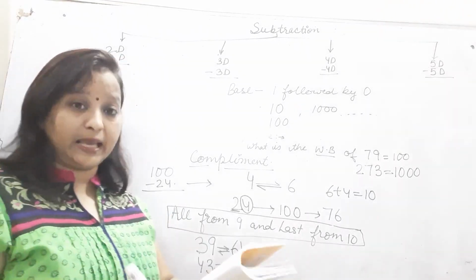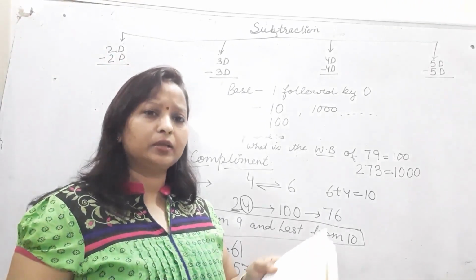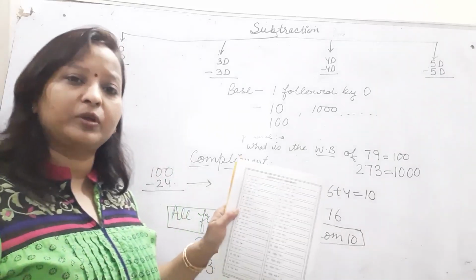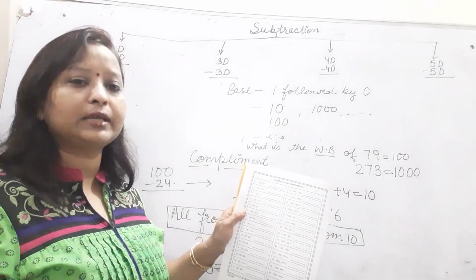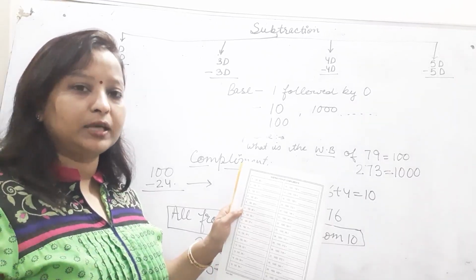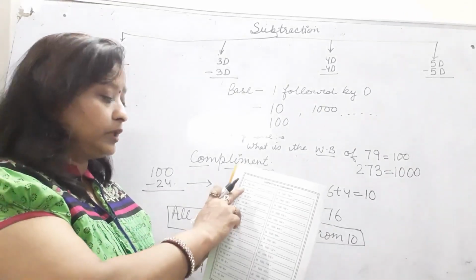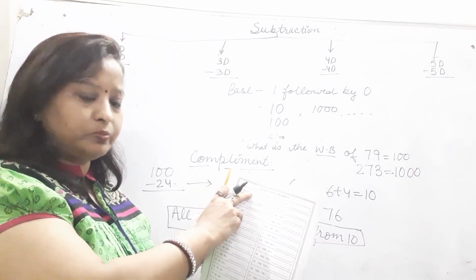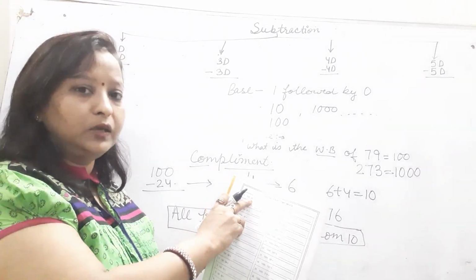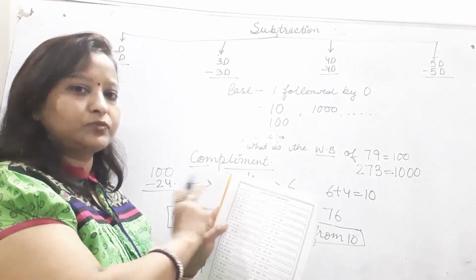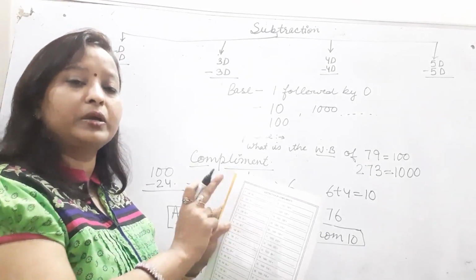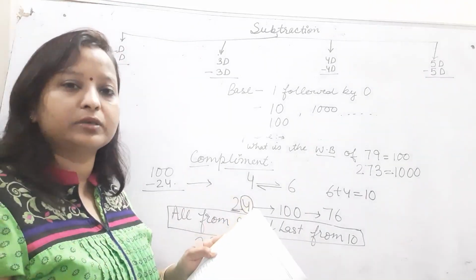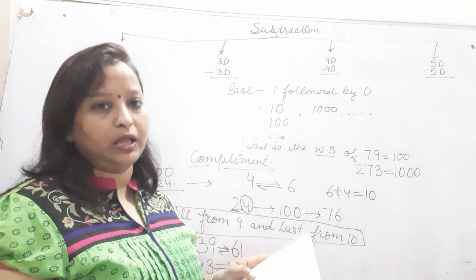Next, page number 6. Now you are seeing the question concept will be same, the pattern is different only. 100 minus 89. 100 minus 89 means there are 2 zeros and 2 digits, means directly we can apply all from 9 and last from 10. 8 ka 1, 9 ka 1 means 11 is the complement of 89.